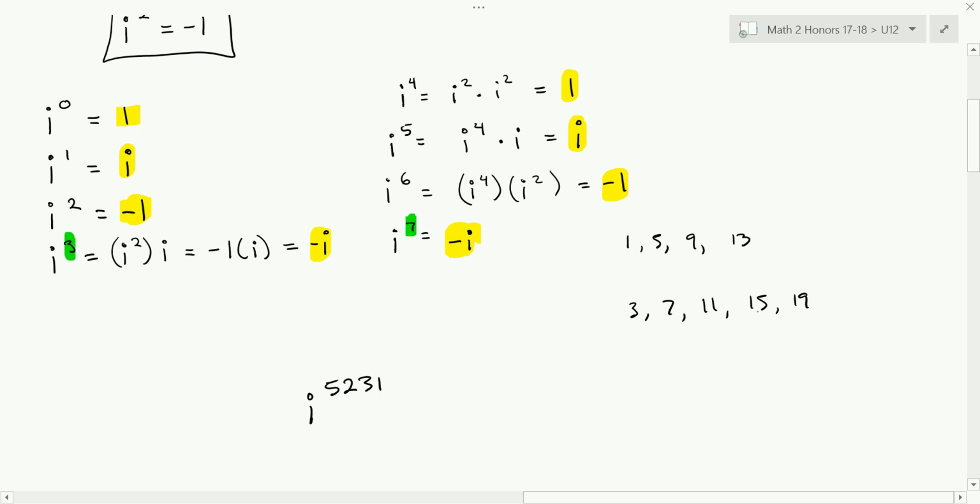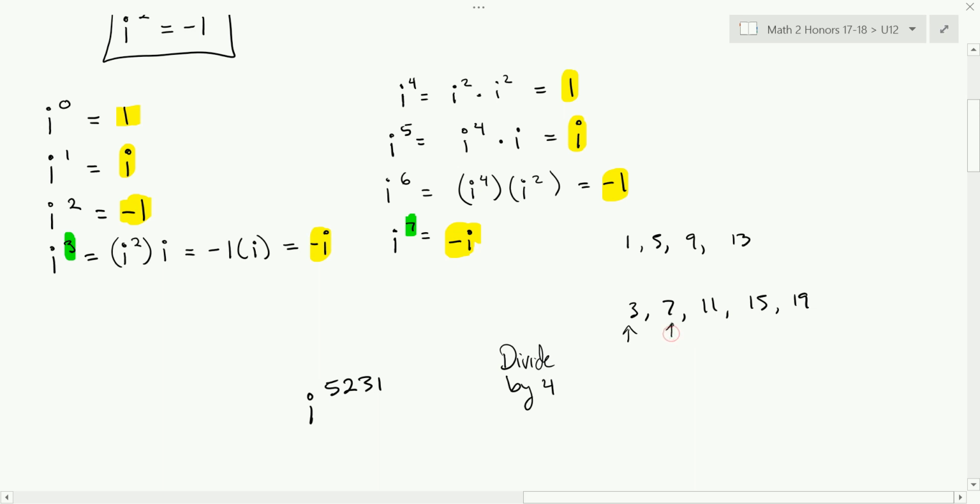So 15 though is not prime. So 15 would be what? So here's, let me tell you guys. If you divide, think about this. What happens if I divide these numbers by 4? If I divide 3 by 4, what's my remainder? What's my remainder? You guys remember? Okay, let's go.